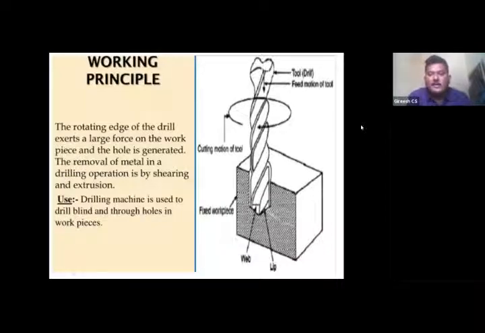Okay, here in working principle, what do you have? You have a twist drill. It will be rotating and feeding against the workpiece material. As the tool feeds against the workpiece material, the unwanted material comes out of the flute, or space provided for the chip flow on the tool.